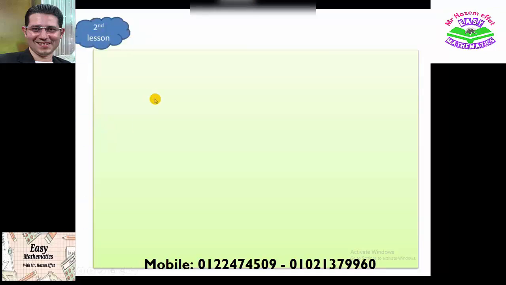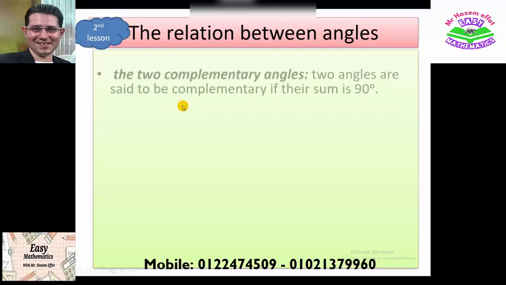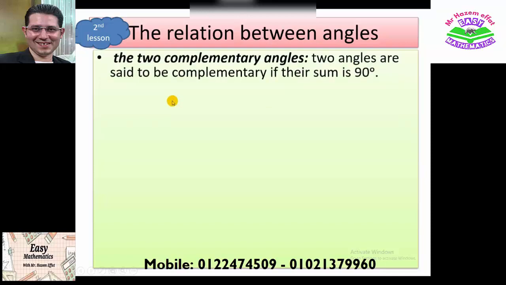This is the second lesson in geometry. We're gonna talk about the relation between angles. The first one, the two complementary angles. When can we say the two angles are complementary angles? Two angles are said to be complementary if their sum is 90 degrees.